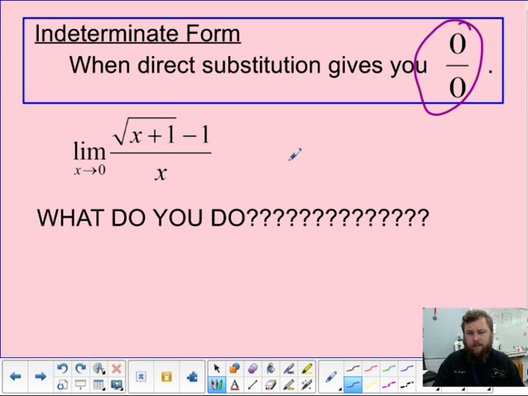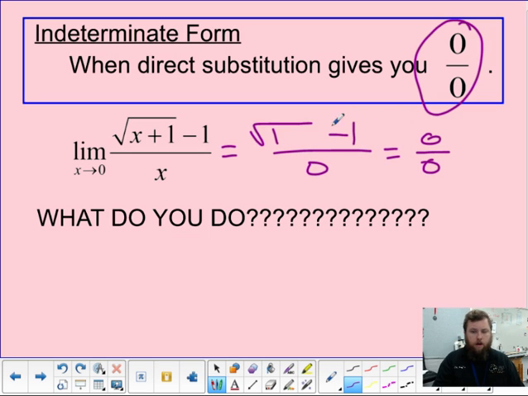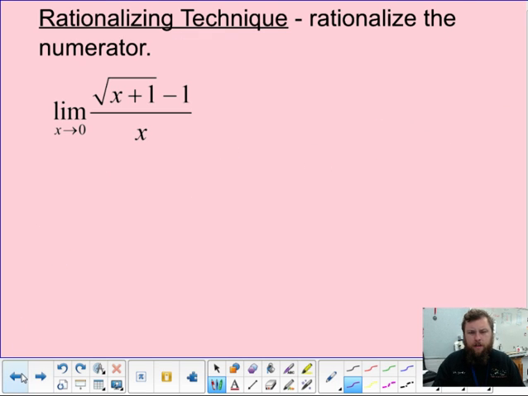You can't determine what that is. So for example, if you did it for this one, you plugged in 0, you would get square root of 0 plus 1, so 1 minus 1 over 0, which would be 1 minus 1 over 0, 0 over 0. What do you do? Well, what we can do is we can use something called the rationalizing technique.